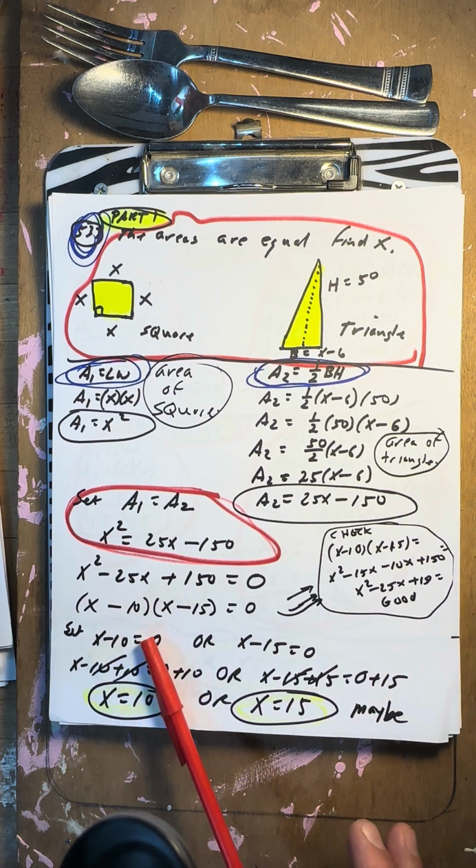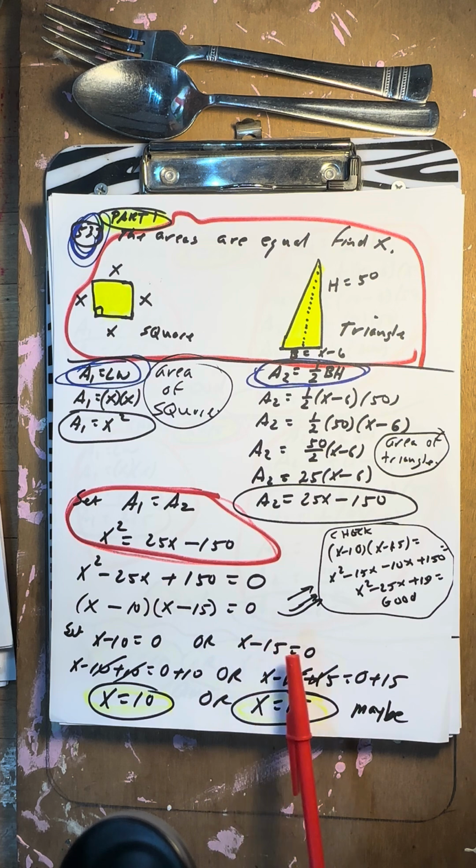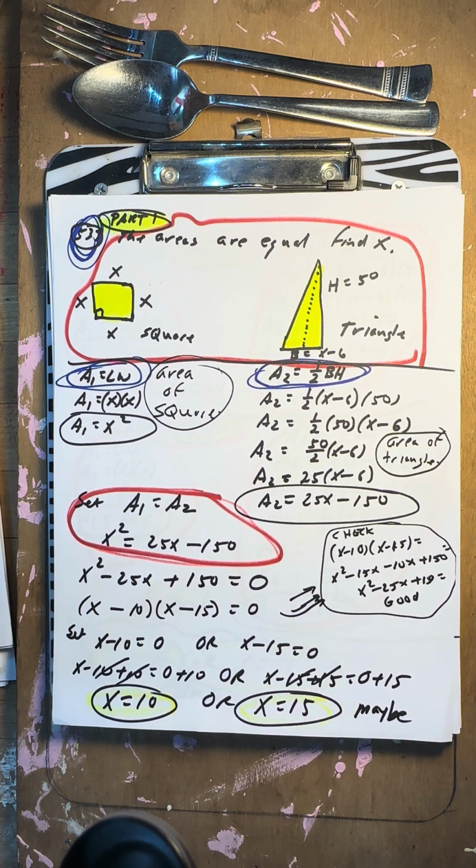So x minus 10 equals 0, add 10, add 10, so x equals 10. Minus 15, plus 15, plus 15. So x is 10 or x is 15.